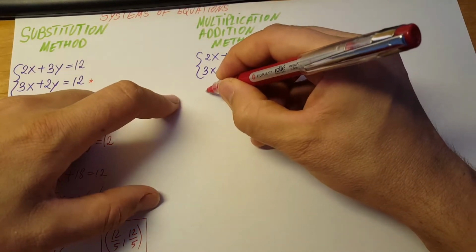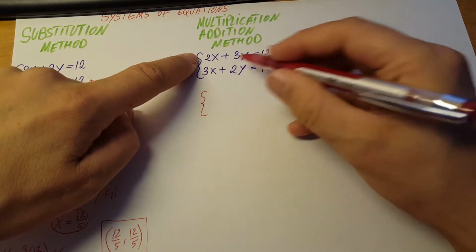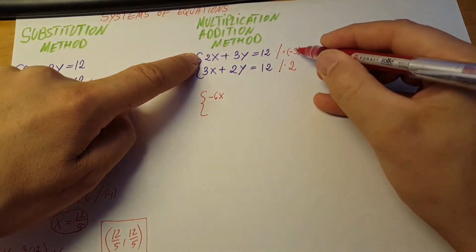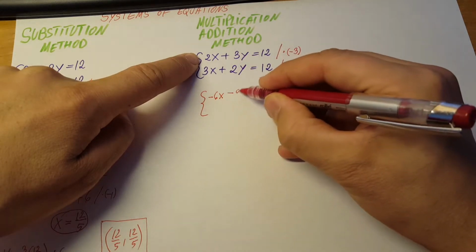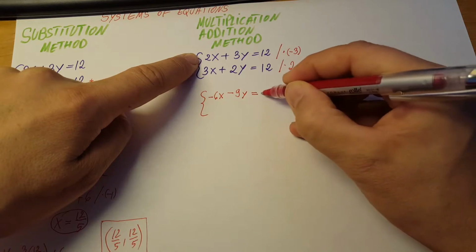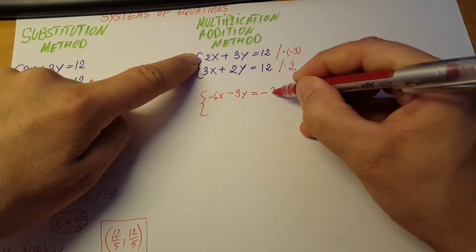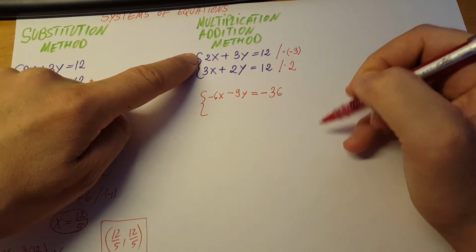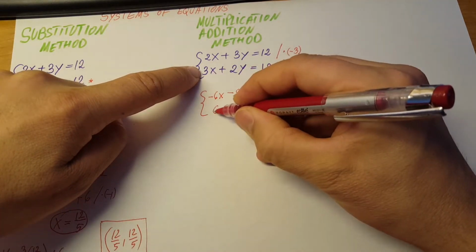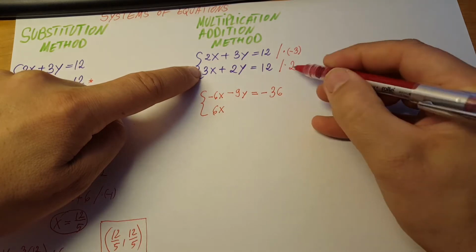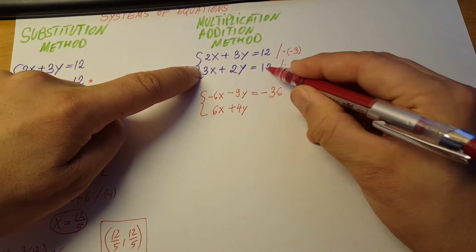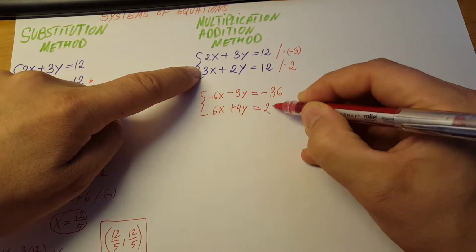Okay, let's rewrite it. Negative 6x negative 9y equals negative 36. Second equation, 6x plus 4y equals 24.